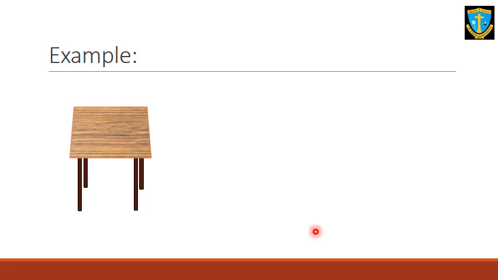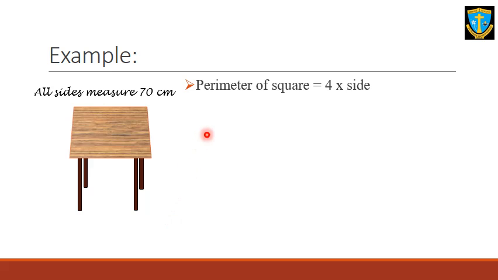Here is a stool and Meena wants to put a red tape around the stool. The side is measuring 70 centimeter. She has measured it with a scale, each side. So each one is measuring 70 centimeter. Therefore, it means it is a square. Let's put the formula. Perimeter of a square will be equal to 4 multiplied by the side.